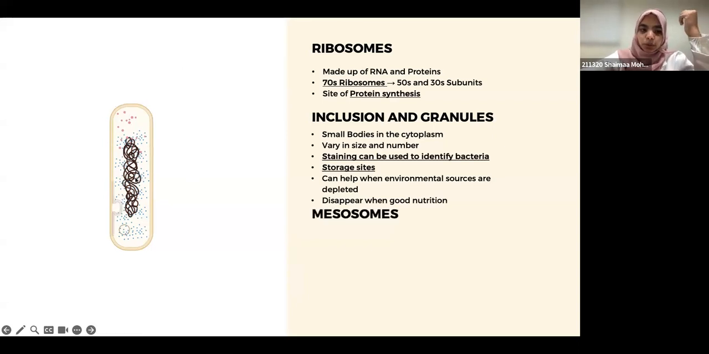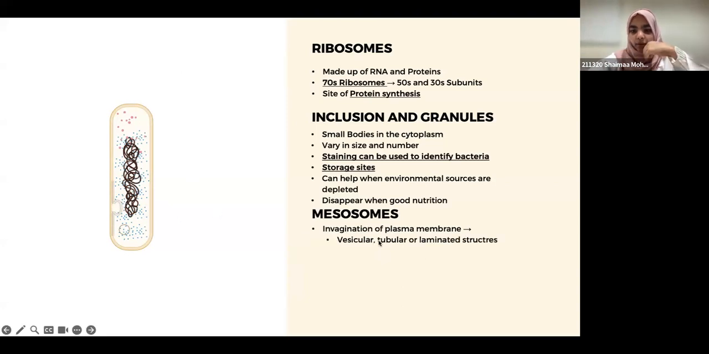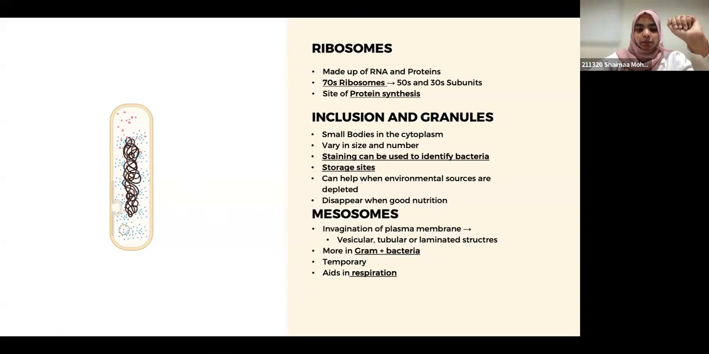And then we have mesosomes. What is a mesosome? If you can see here, there's an invagination or folding of the cell membrane, and it's usually vesicular, laminated or tubular. So there are going to be tubules and such inside. And why are mesosomes important? Because they mainly help with respiration.